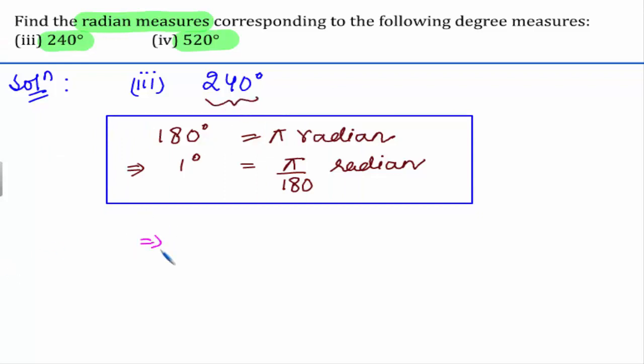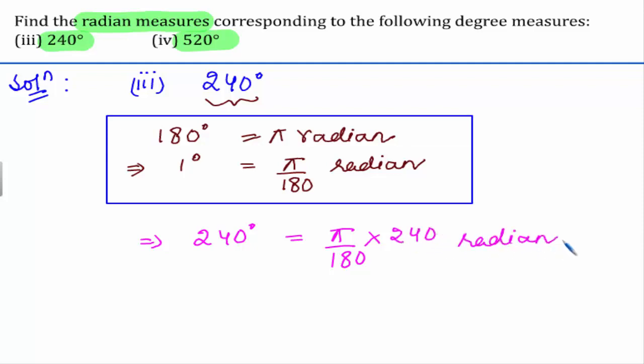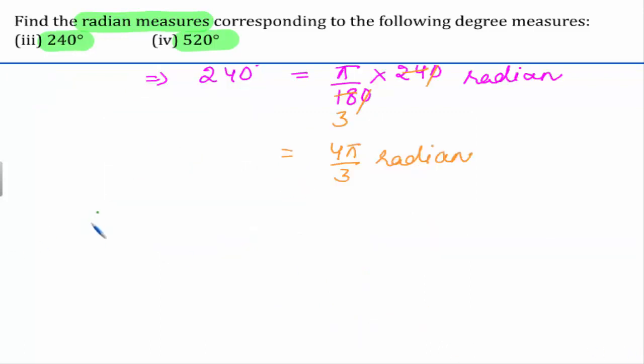So we will be using this formula to find the radian measure of 240 degrees. So this implies that 240 degrees is equal to pi divided by 180 into 240 radian. Now we have 6 3s are 18, 6 4s are 24. So this is equal to 4 pi divided by 3 radian. Therefore, we have 240 degrees is equal to 4 pi upon 3 radian.